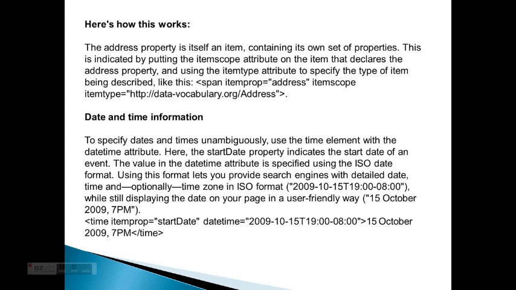Date and time information. Specify dates and times unambiguously. Use the time element with the datetime attribute. Here the startDate property indicates the start date of an event. The value is the datetime attribute specified using the ISO date format. Using this format lets you provide search engines with detailed date, time, and optionally time zone in ISO format, such as 2009-10-15T19:00-08:00, while still displaying the date on your page in a user-friendly way, 15th of October 2009, 7 p.m. The time itemprop equals startDate.